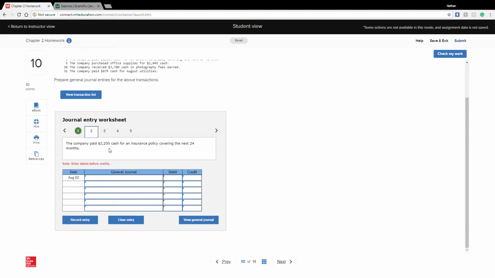Company paid $2,200 cash for an insurance policy covering the next 24 months. Again, anytime we pay for anything that's for extended periods of time, this is known as a prepaid because we haven't truly used all the insurance. So this is going to be one of those big adjustment entries that's in chapter 3 that we'll get into. So we're going to need to go for prepaid.